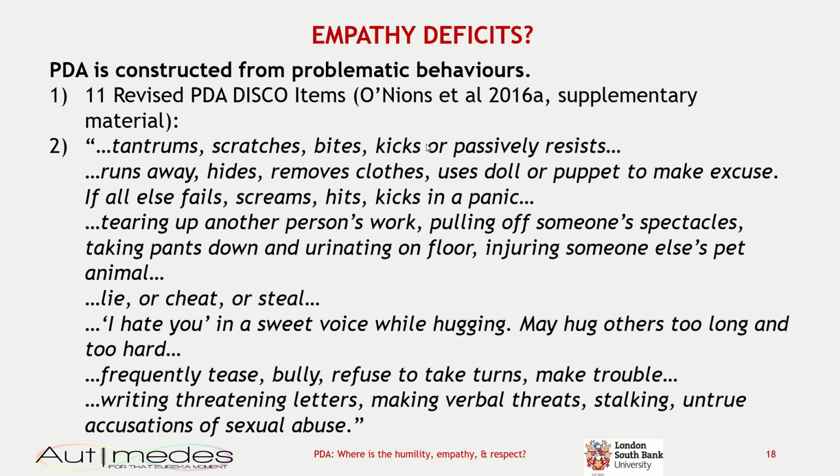So, tantrum, scratches, bites, kicks, or passively resists, runs away, hides, removes clothes, uses a doll or puppet to make excuses. If all else fails, screams, hits, kicks in a panic, tearing up another person's work, pulling off someone's spectacles, taking pants down and urinating on the floor, injuring someone else's pet animal, lies or cheats or steals, switching between moods or loving and hating things at the same time, like saying "I hate you" in a sweet voice while hugging you, or hugging others too long and too hard. They frequently tease, bully, refuse to take turns, make trouble. Harassing people, like writing threatening letters, making verbal threats, stalking and making untrue accusations of sexual abuse. And this is a significant amount of the features that are being looked for when assessing for PDA.